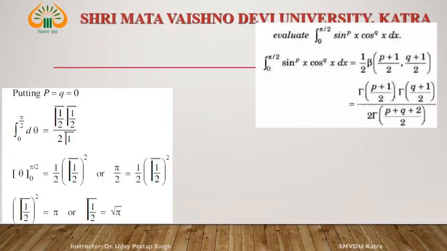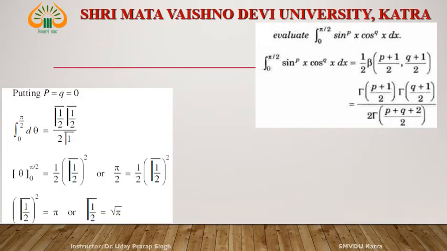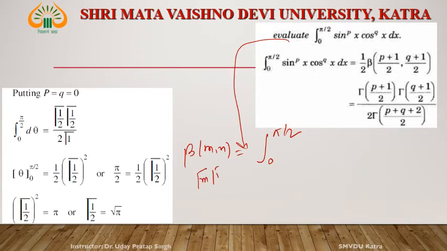Okay, now see, if we want to evaluate this, what is this? Compare this with this integral 0 to pi by 2, say beta mn. And this beta mn is equal to gamma m gamma n by gamma m plus n. So 2 into integral 0 to pi by 2 sine to the power 2n minus 1 theta cos to the power 2m minus 1 theta d theta. Okay, compare this thing with this one. Leave it for a moment.